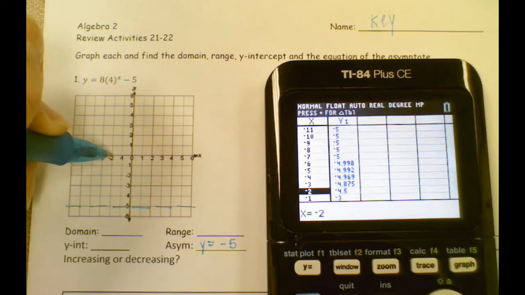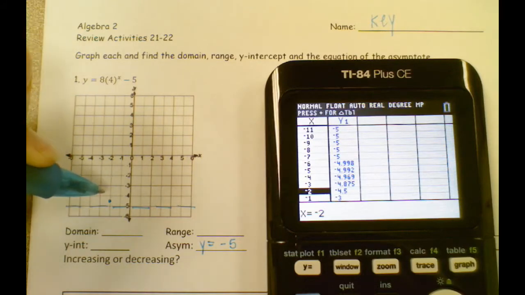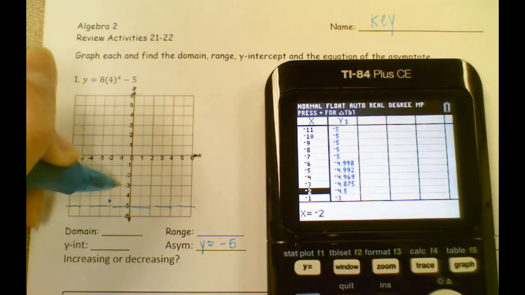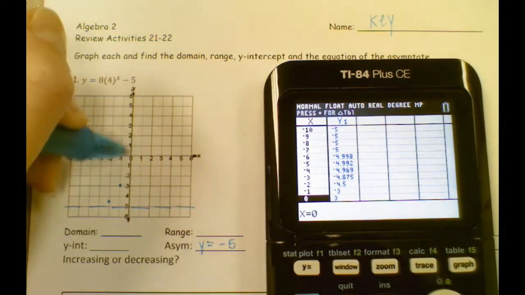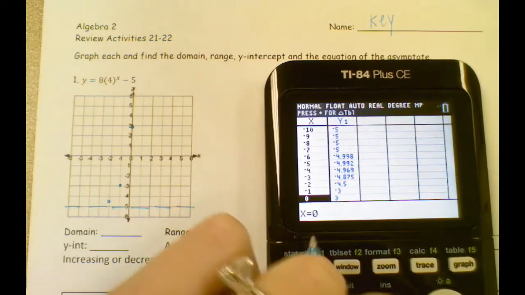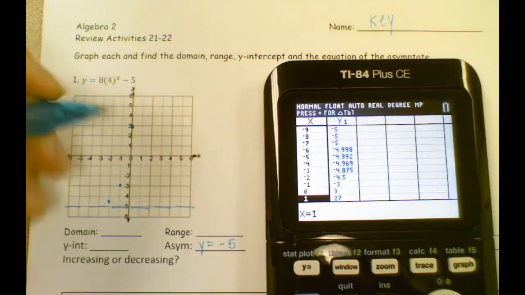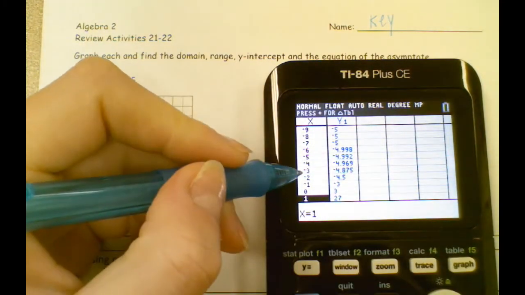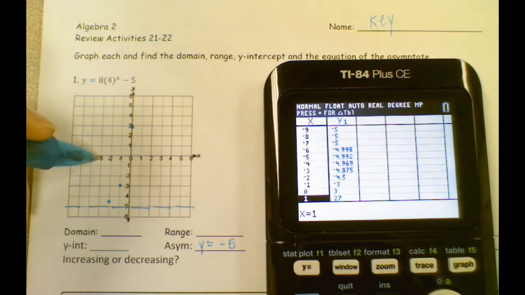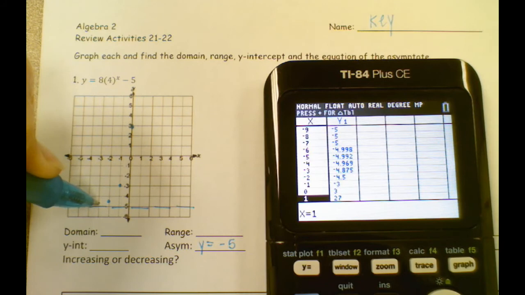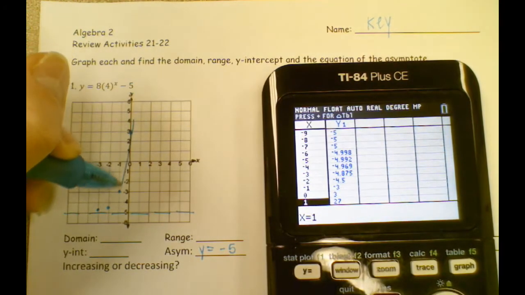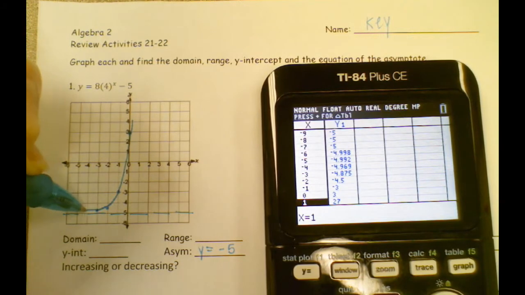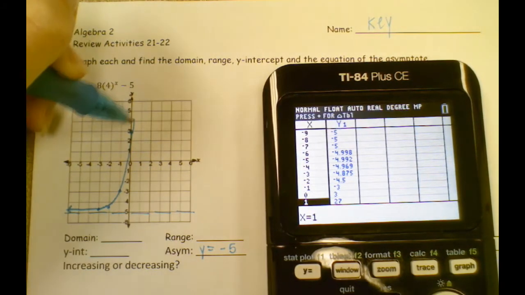All right, now let's plot some other points. So negative 2, negative 4.5, negative 1, negative 3, 0, 3. All right, 127 is not going to fit, so I'm going to put one of these negative. Let's do negative 3, negative 4.875. All right, so there we go. Now I can see the bend a little better. So my graph is going to look like this. Okay?